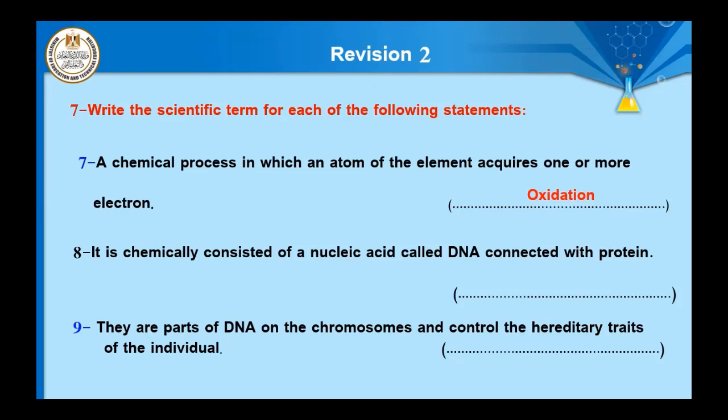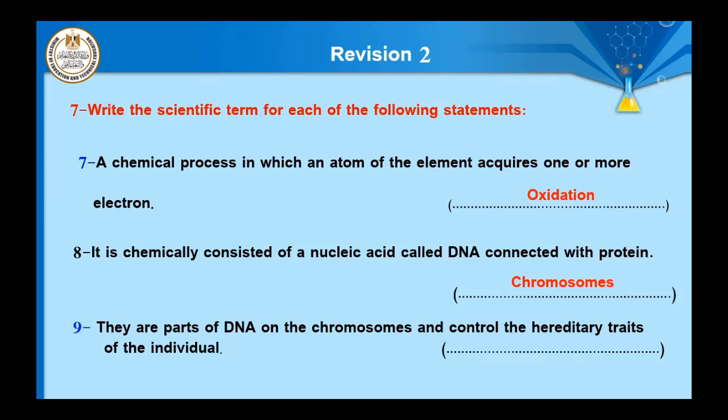Number eight, it is chemically consisted of nucleic acid called DNA connected with protein. Yes, it is a thread which is called chromosome. Chromosome is chemically consisted of nucleic acid, DNA, and protein.